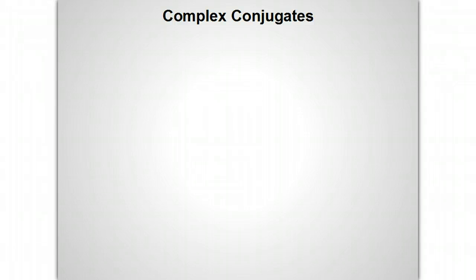Complex conjugates are two complex numbers whose real and imaginary parts are the same except the imaginary parts have a different sign. So it looks like the sum and difference of the same two terms if it were real numbers with a variable i. But these are different complex numbers. a plus bi and a minus bi are examples of complex conjugates.